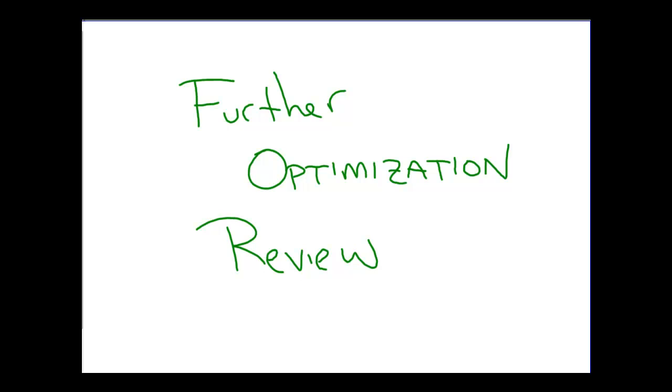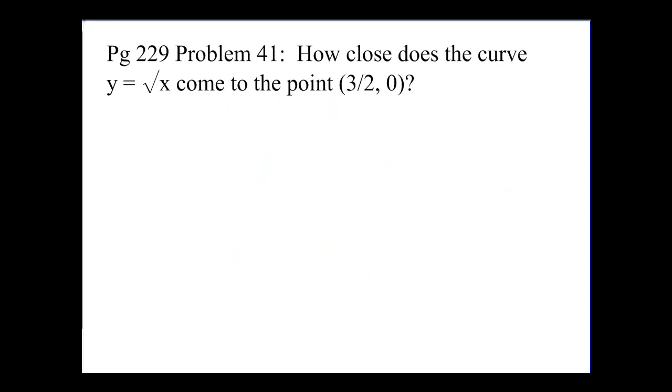Okay, our first problem has to do with geometry and distance on the coordinate plane. This is problem 41 out of the textbook, page 229, so you can read the original problem there. And the question we have here is, how close does the curve y equals the square root of x come to the point 3/2, 0?